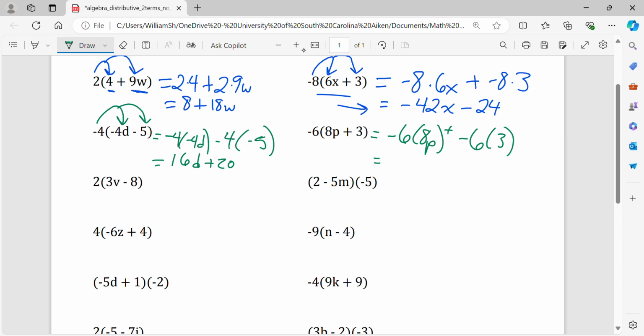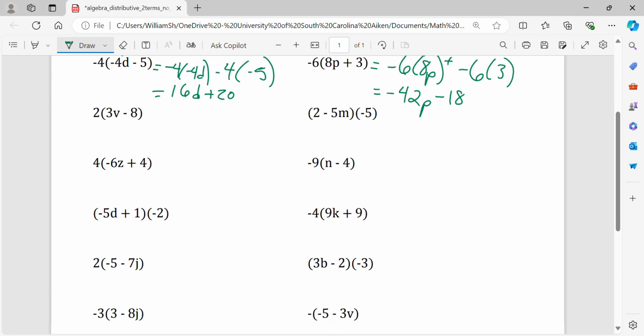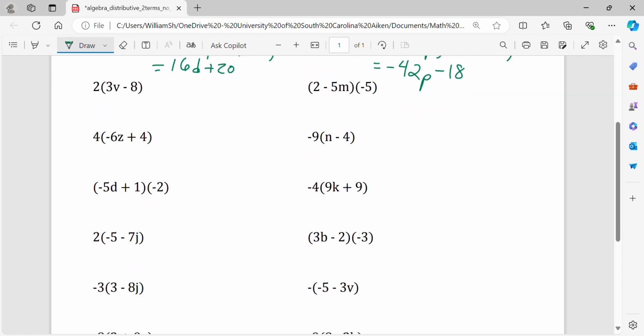All right, now negative 6 times 8, did this above, it's negative 42p. Now, negative 6 times 3 should give you a negative 18. Hopefully we're rocking and rolling by now. We're on number 4. We're going to continue working down. If you're having any trouble with some problems, pause it, try to do it on your own, and then hit play after that and check it to make sure you got it right. Let's move on to the next line.